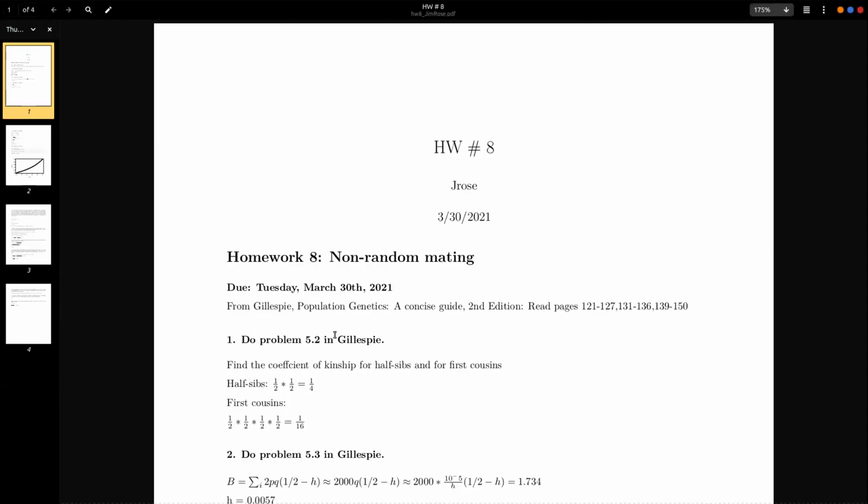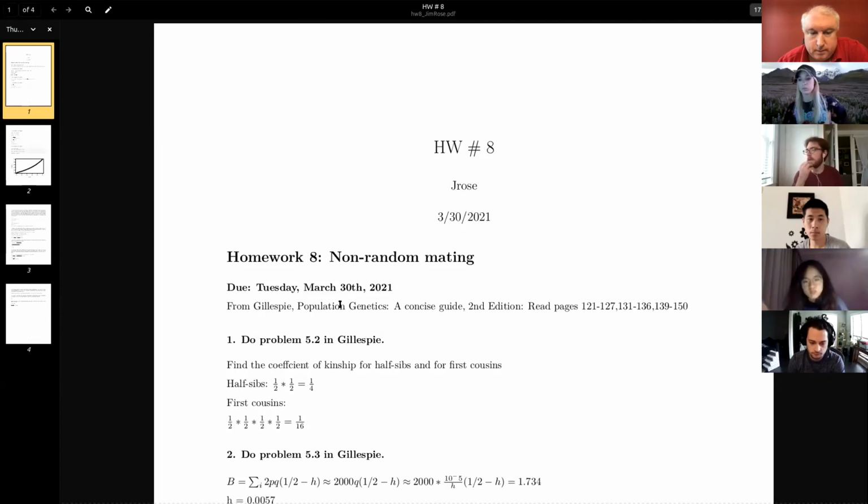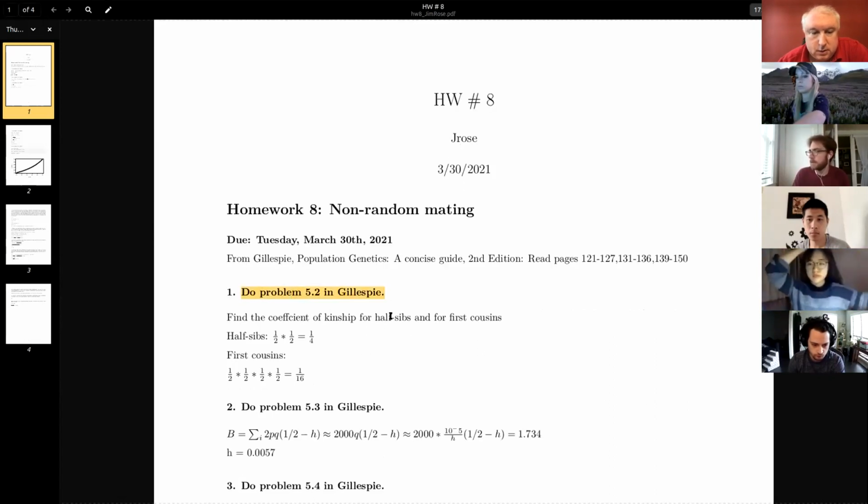Then let's get started with homework 8 with Jim for problem 1. Jim's on here, right? I thought I saw him. Yep, I'm here. Let me just find the question in the book. You bet. I didn't write down that part, but I can share the answer I have. Well, I have it on here actually. So problem 5.2 in the book: find the coefficient of kinship for half siblings and first cousins.